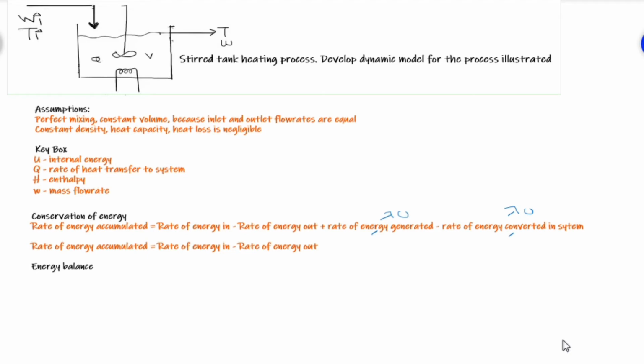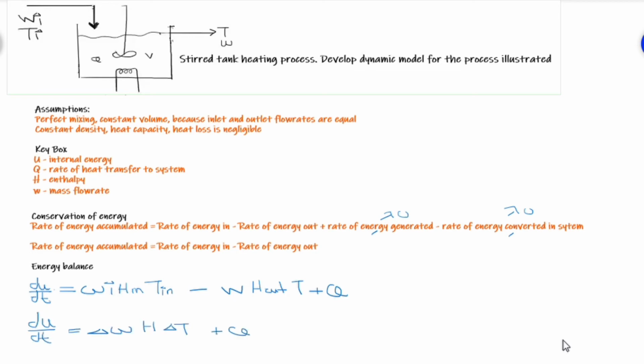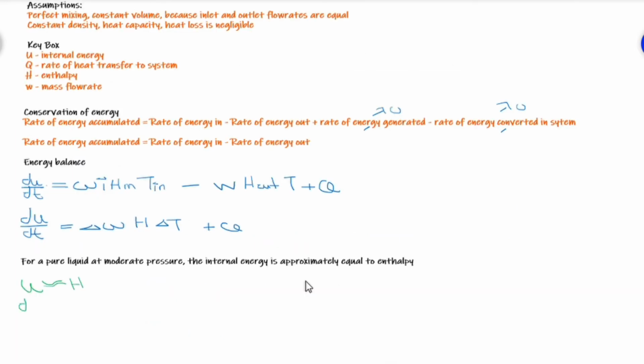We can therefore substitute variables for the energy balance and we can represent the rate of energy accumulated as dU over dt. Equated to the rate of energy entering, we can say Wi and the temperature entering, subtracting W, which is the mass flow rate, the enthalpy out, and T, plus heat. This is very common in thermodynamics. For a pure liquid at moderate pressure, the internal energy is approximately equal to the enthalpy. So we can say U is approximately equal to H, and we can say the specific heat capacity at constant temperature delta T will be equal to dU.